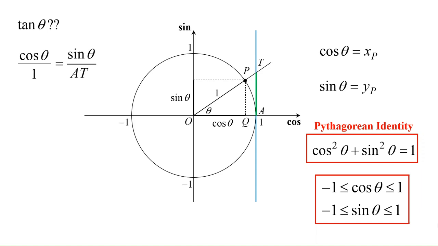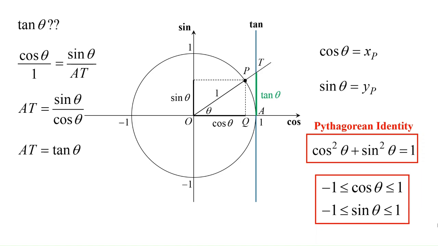Rearranging the obtained proportion, we obtain AT equal to sine theta over cosine theta, which is tan theta. Then distance AT is in fact tan theta. Now the vertical tangent we considered is in fact the tan axis.